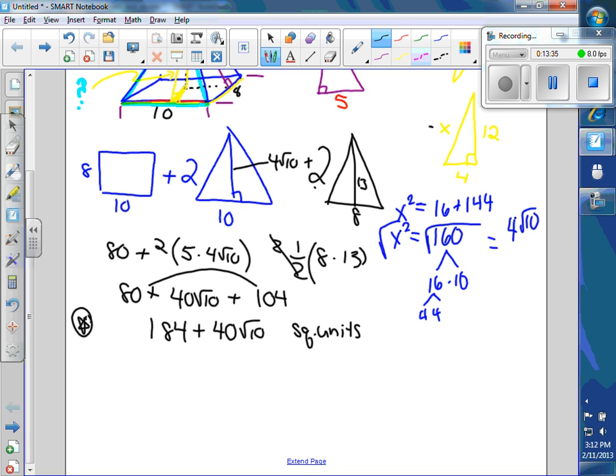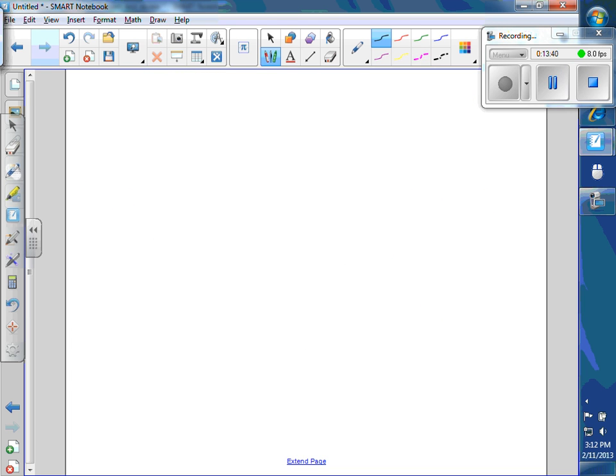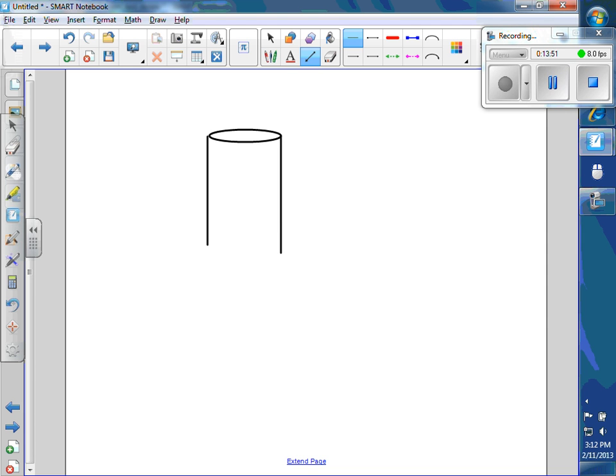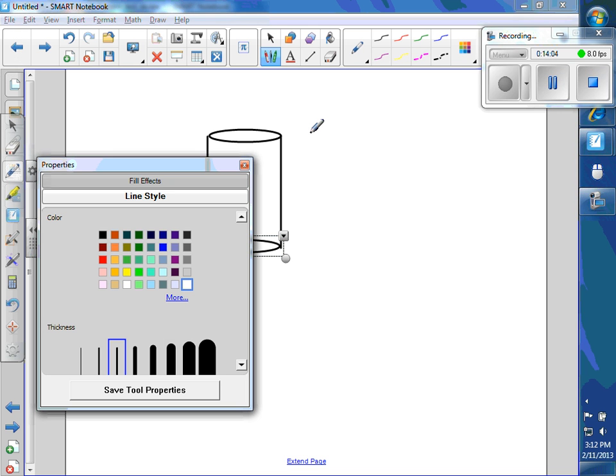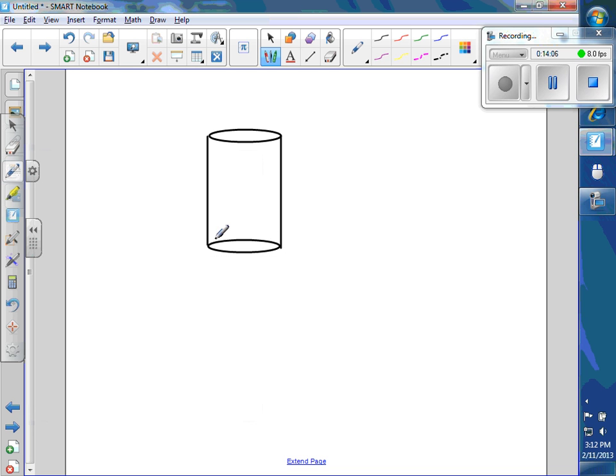Cone. We're going to do the cylinder first. Okay. Cylinders should be review. But in case they're not, you know, cylinders basically, I've got a cylinder here. Looks roughly like that with some dotted lines back here.